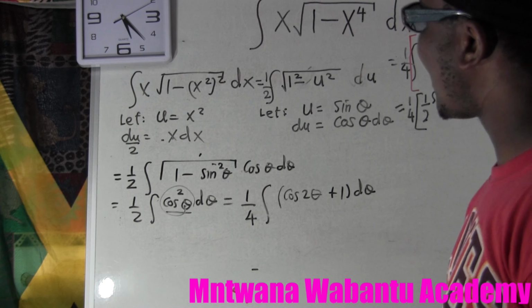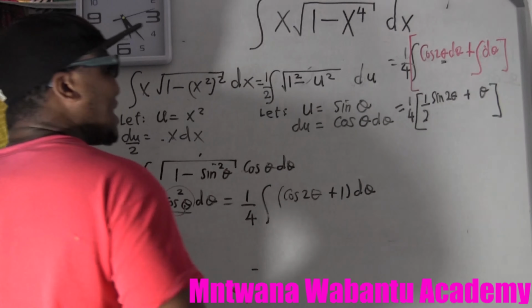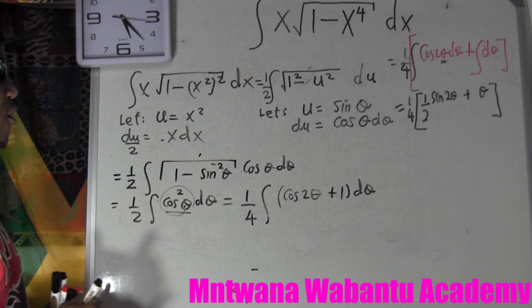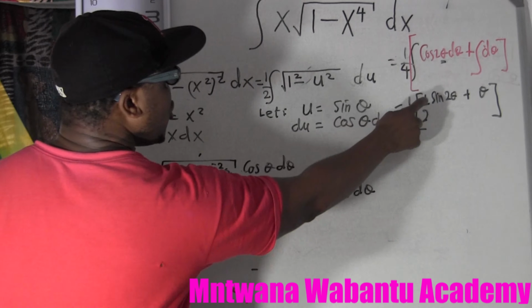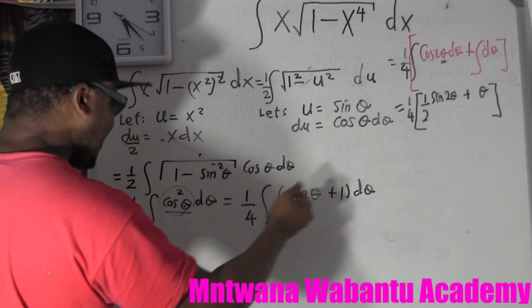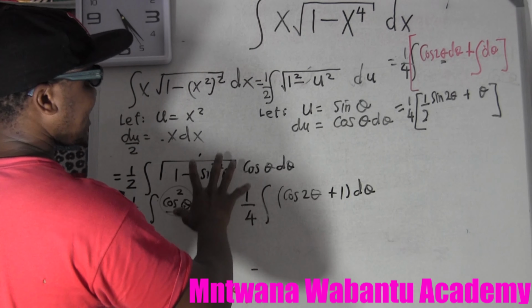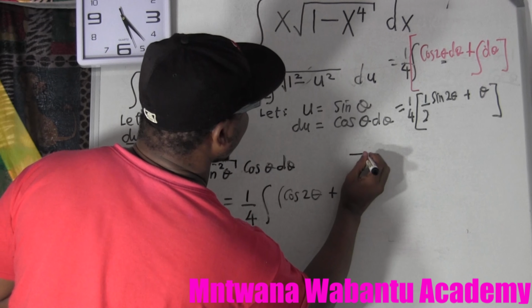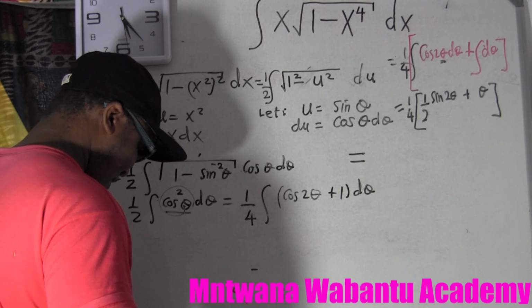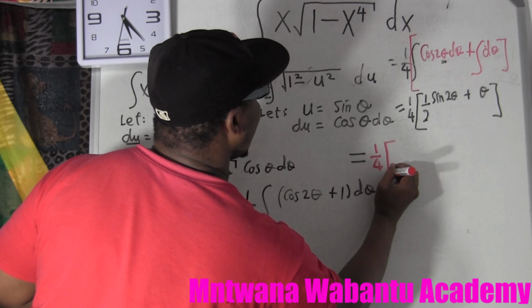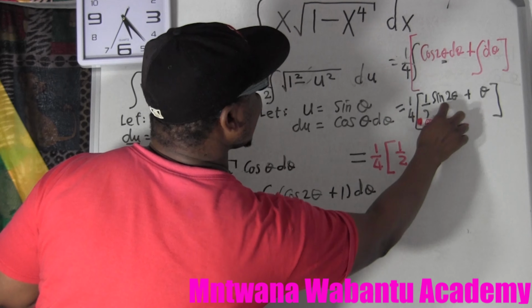So the question is finished, but from the question, they did not give it in terms of theta. They gave it in terms of x. So first and foremost, I have to go back to u, and after u, I have to go back to x. Now we go. So I can simply write, let me use another pen, this equal to 1 over 4, 1 over 2 sine of 2 theta.